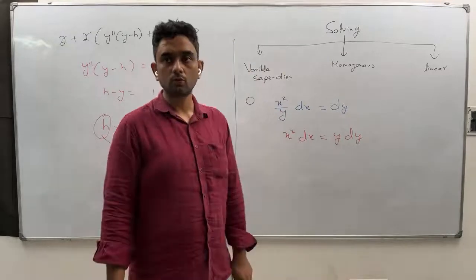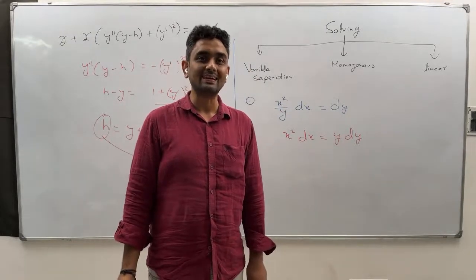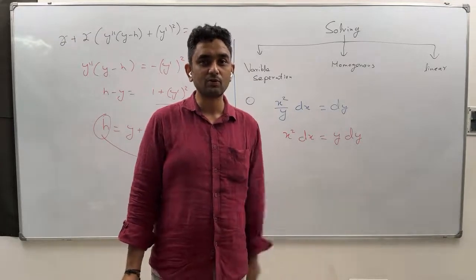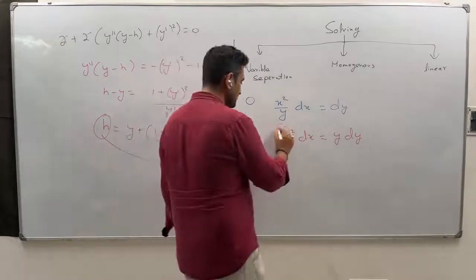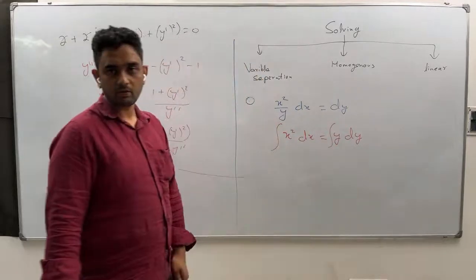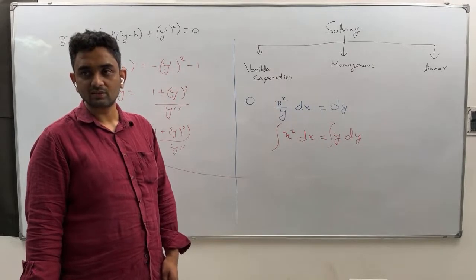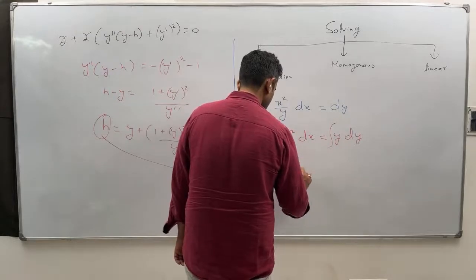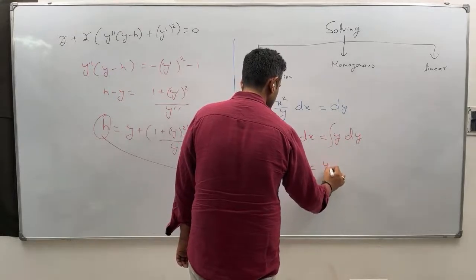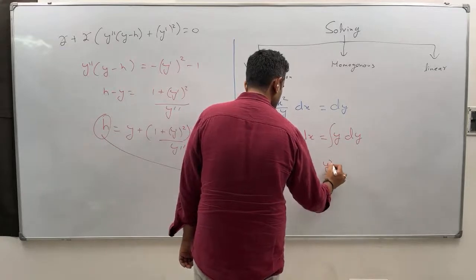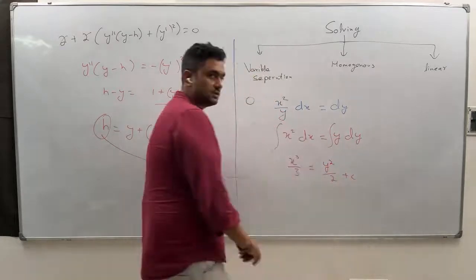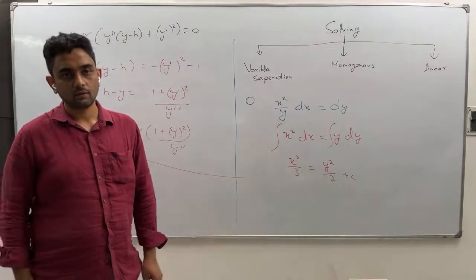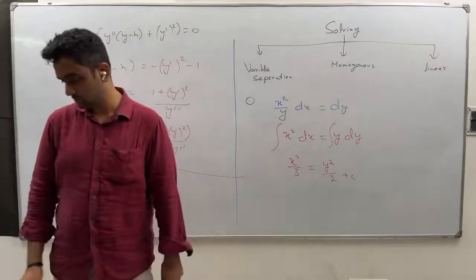Now next what we need to do? We just have to integrate it. It's already differentiated. We have to solve it. Solve means come back from differential equation to normal equation. So we'll integrate on both the sides. What will be the integral of LHS? x cube by 3. What is RHS? y square by 2 plus C. That's it. This is the idea of variable separation. You separate the variables, then integrate it. All x on one side, all y on the other side.